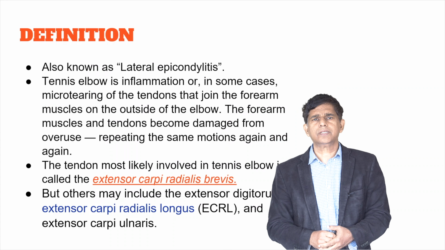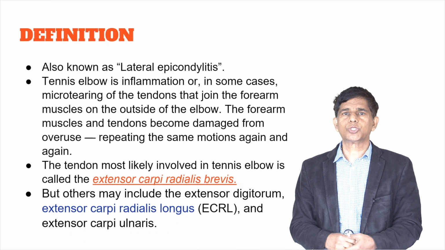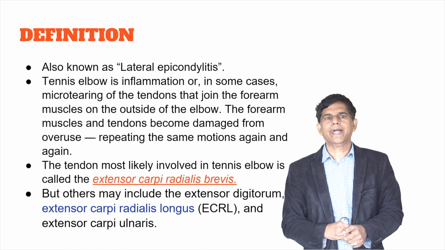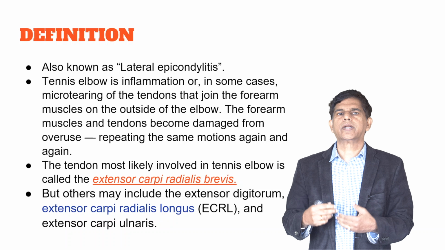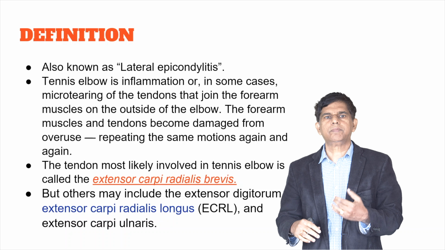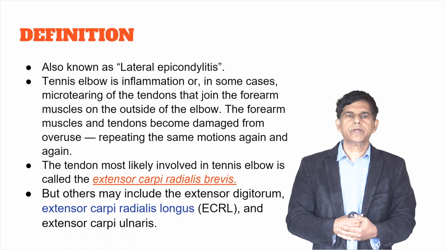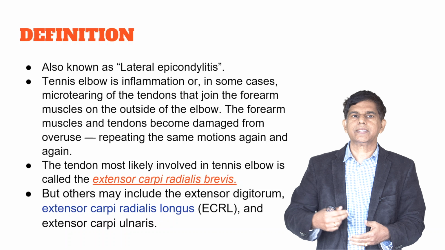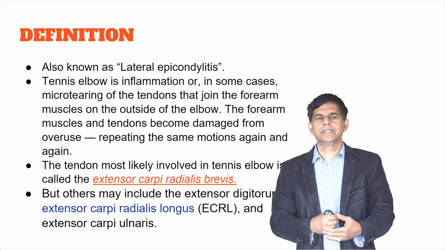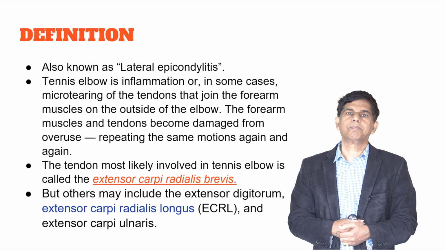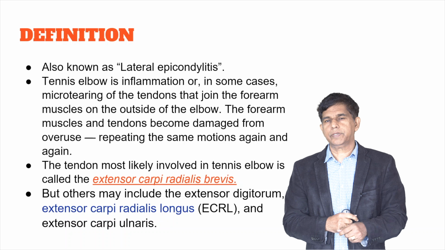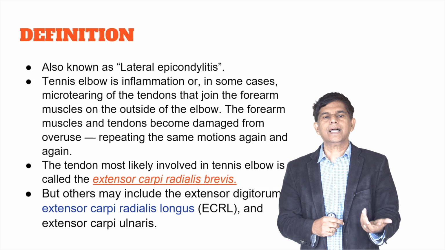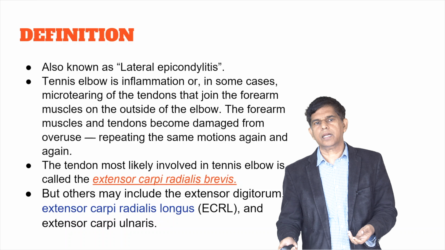So what is the definition, or what is the other name? The scientific name is lateral epicondylitis, okay? It is the inflammation or micro-tearing of the tendons joining the forearm muscles outside the elbow. The forearm muscle tendons become damaged from overuse, repeating the same motion again and again. That's why they call it tennis elbow when you play tennis. What is the most common tendon involved? It's called extensor carpi radialis brevis. Other tendons that may be involved are extensor digitorum, extensor carpi radialis longus, and extensor carpi ulnaris.